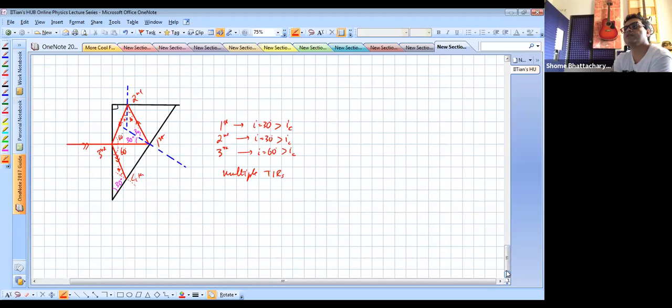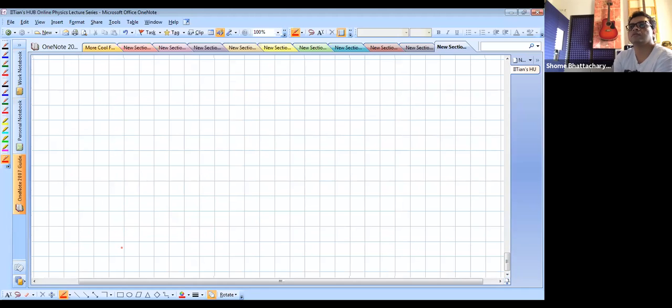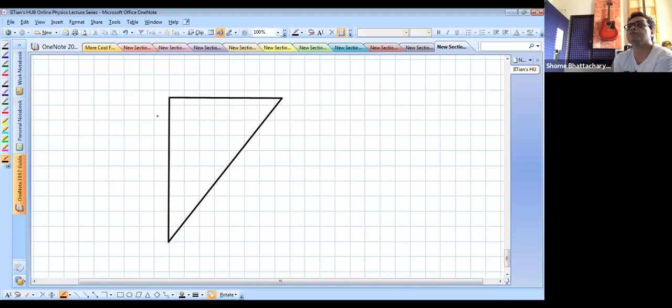Okay, so second case, let's look into it now. Nothing changes for the first event because it's a normal incidence. It has nothing to do with the refractive index. The beam of light which is incident normally at this plane surface just goes undeviated, nothing happens to it. That's why geometrically it's the same thing now over here.